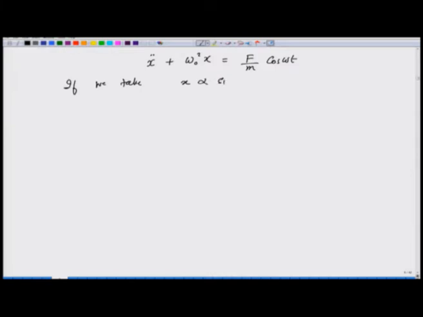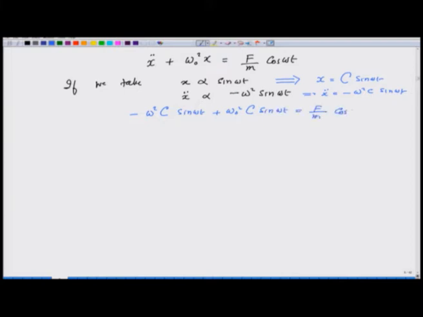If we take x proportional to sine omega t, x double dot would be proportional to minus omega square sine of omega t. Let me write what this proportional to means. I am taking x equals some constant, let us call this c sine of omega t, and this means x double dot is equal to minus omega square c sine of omega t. If we substitute in this equation, I get minus omega square c sine of omega t plus omega naught square c sine of omega t equals f over m cosine of omega t.